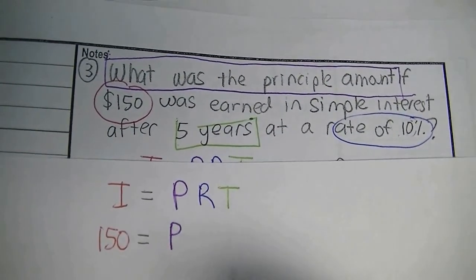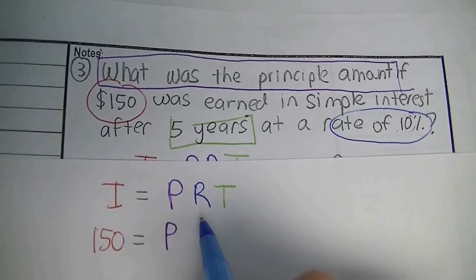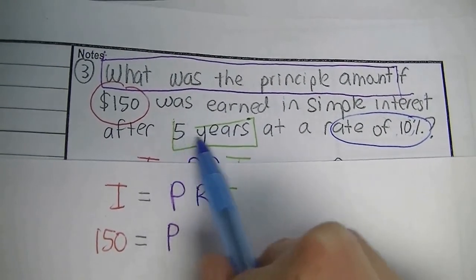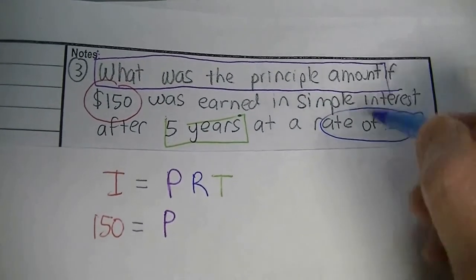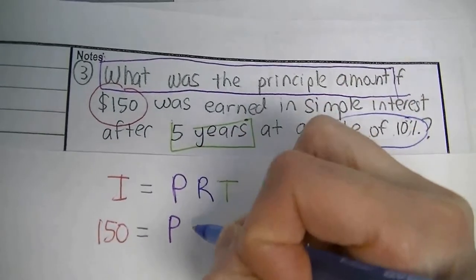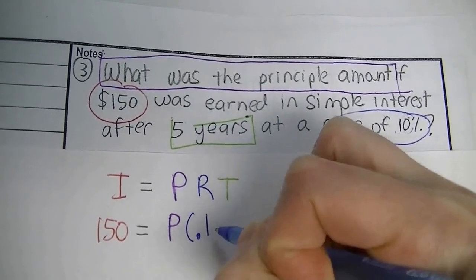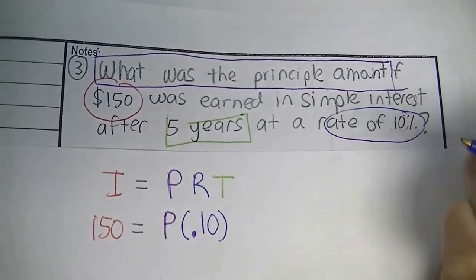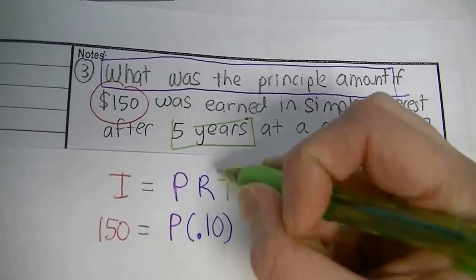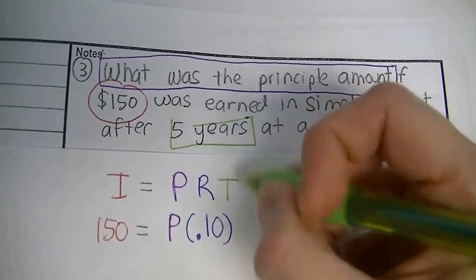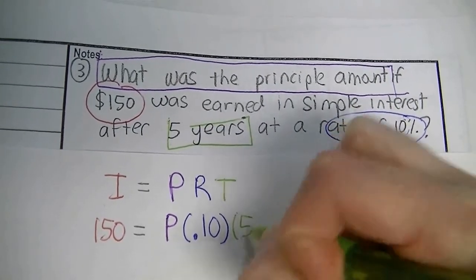And then the R represents rate, and you want to write it as a decimal. And I see that the rate is 10%. So 10% as a decimal is 1/10, or you could say 10/100ths. Okay? And the time was 5 years. Remember, you want to keep it in years. It's already in years, so I don't have to do anything weird to convert it.